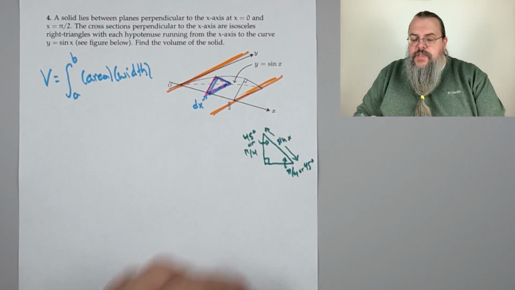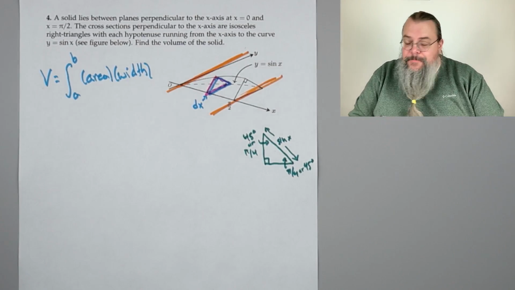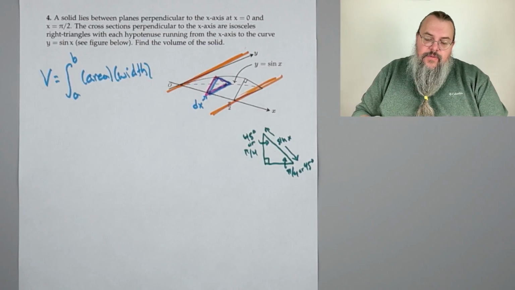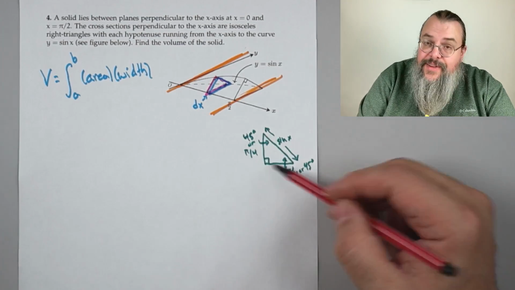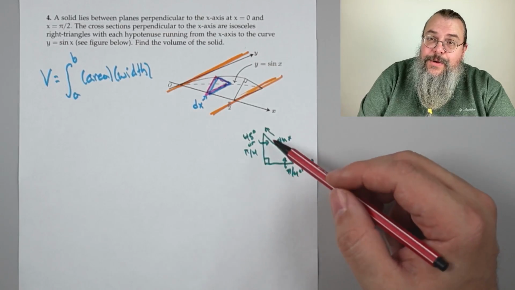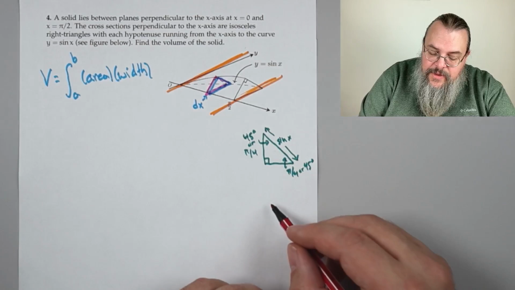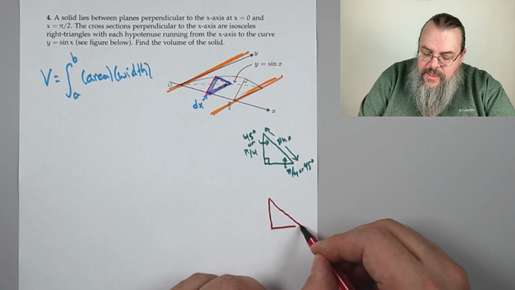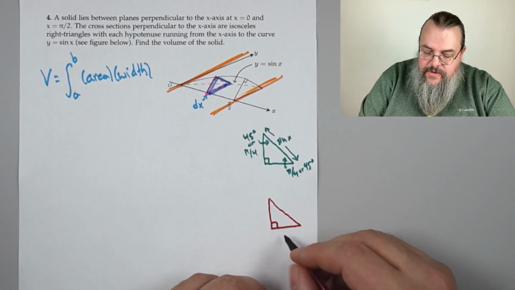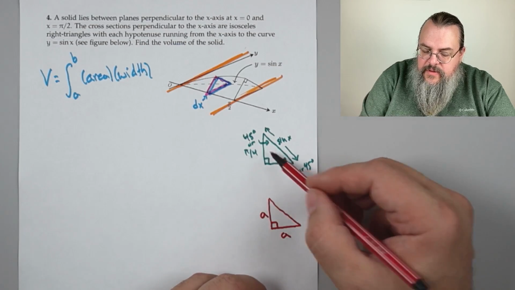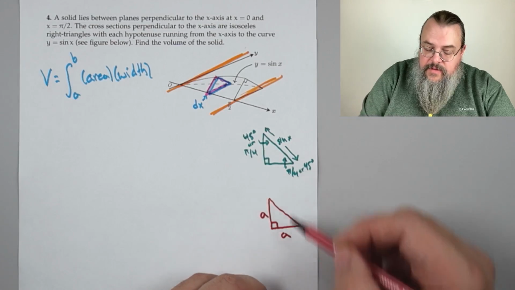Now, the question is, what's the area? The way we normally find area is 1/2 base times height. But we don't know the base and we don't know the height. We know the hypotenuse. So let's step back for a second. If I have this kind of triangle, and this is length a and this is length a, because it's isosceles, these lengths are going to be the same.